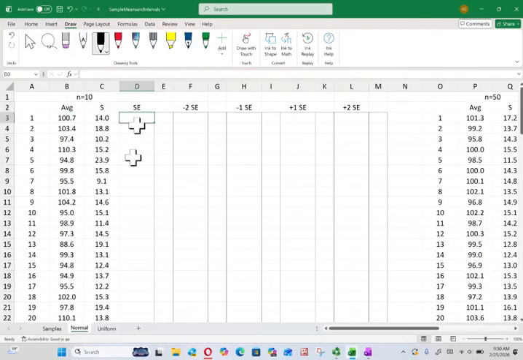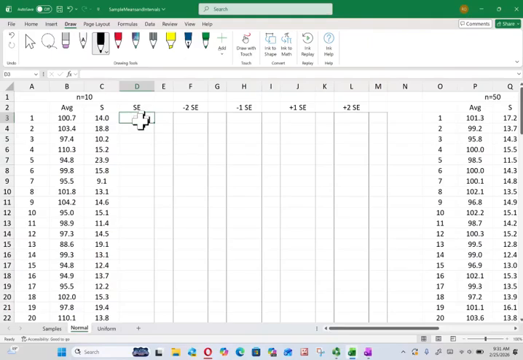We're going to do this same calculation, and this is 100 samples. We're not going to use all 100. We're just going to use the first 25 because all we need is to show what's going on. So in this first spot, for this sample of size 10, the average was 100.7, and the standard deviation was 14.